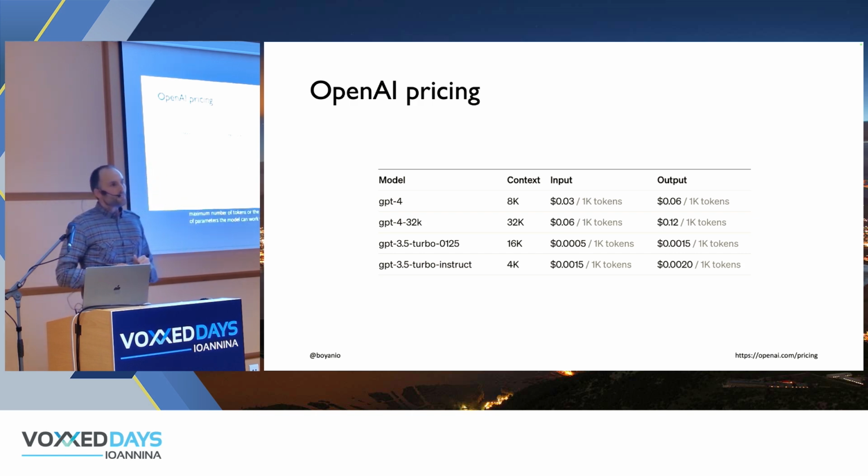And then you have 2 parts. You have the input part, which is the prompt we provide to the model, and they will charge us this amount per 1,000 tokens. But then they also charge us per token we get as a reply, as a response from the model. This is the output. So per 1,000 tokens, we'll get this amount charged.